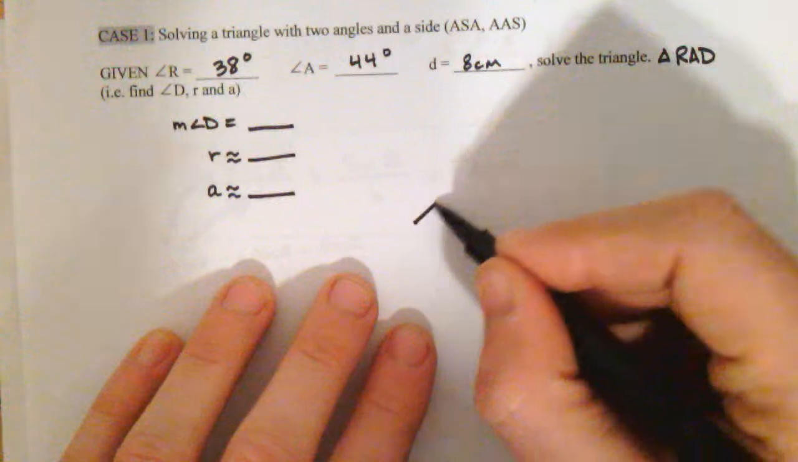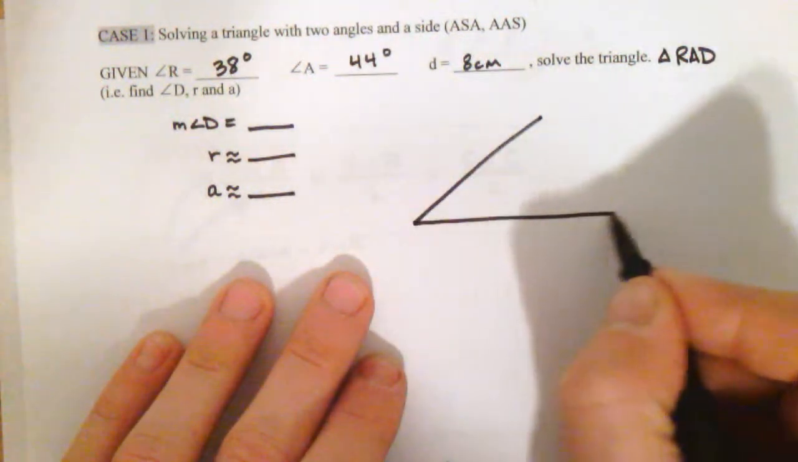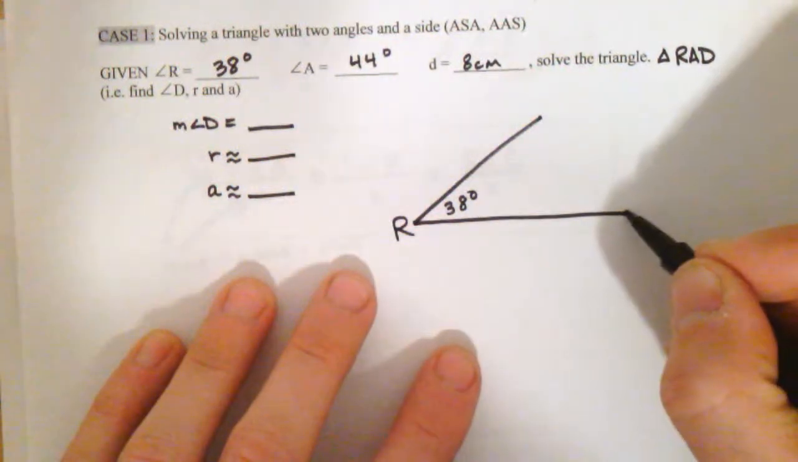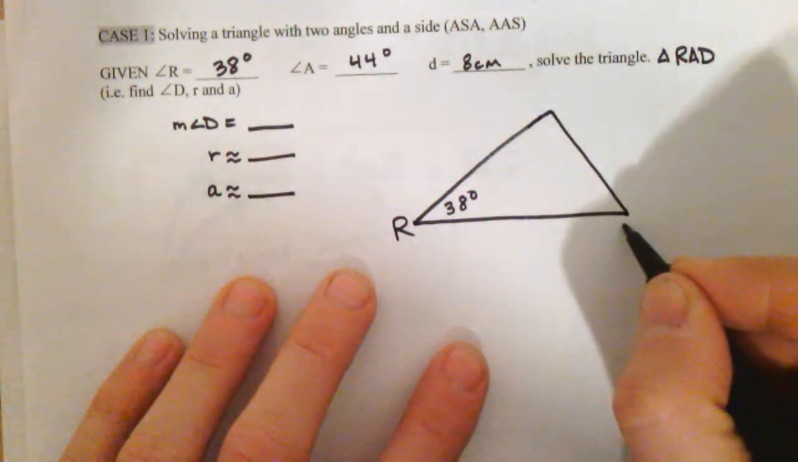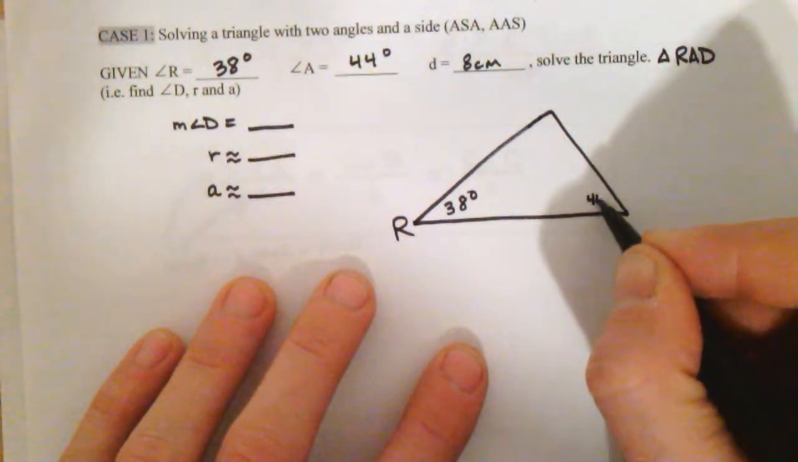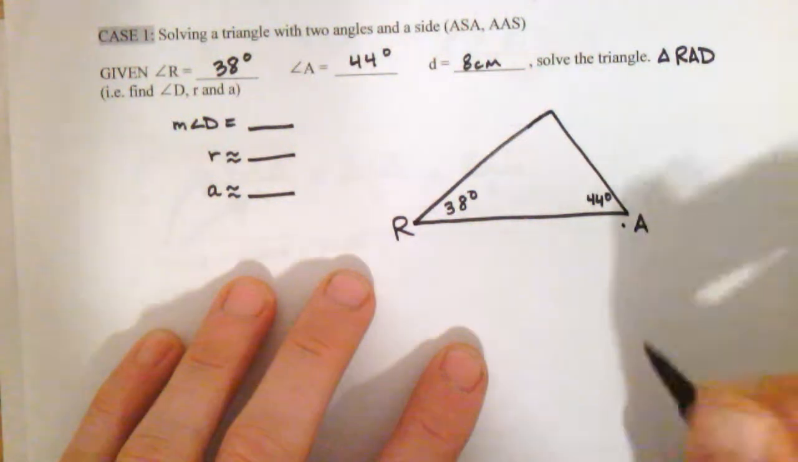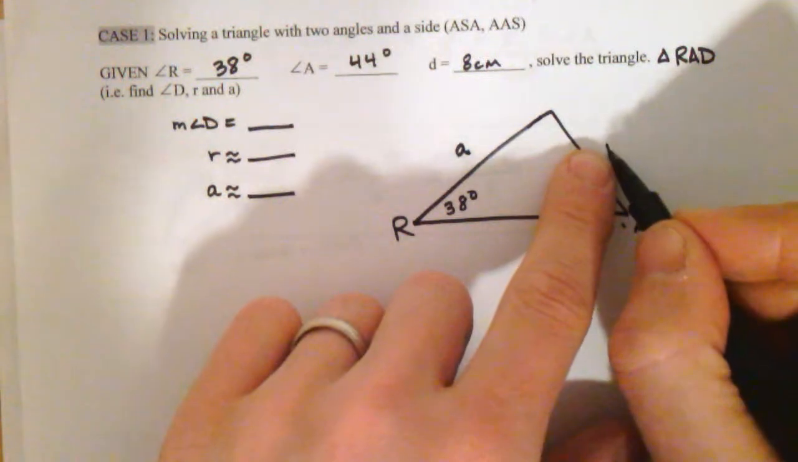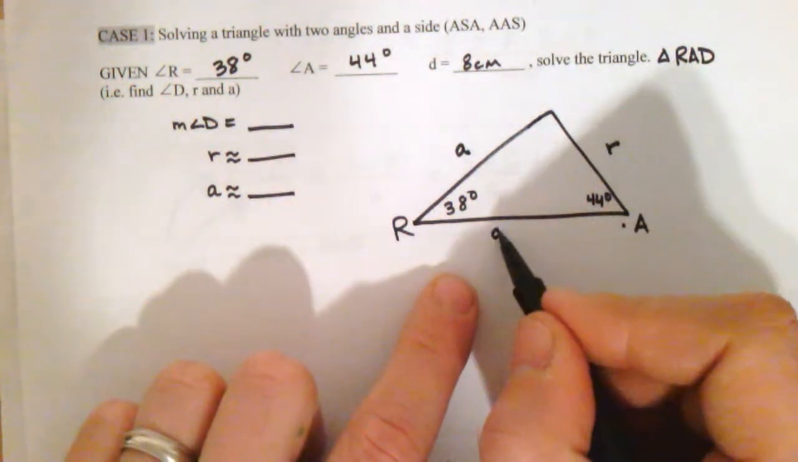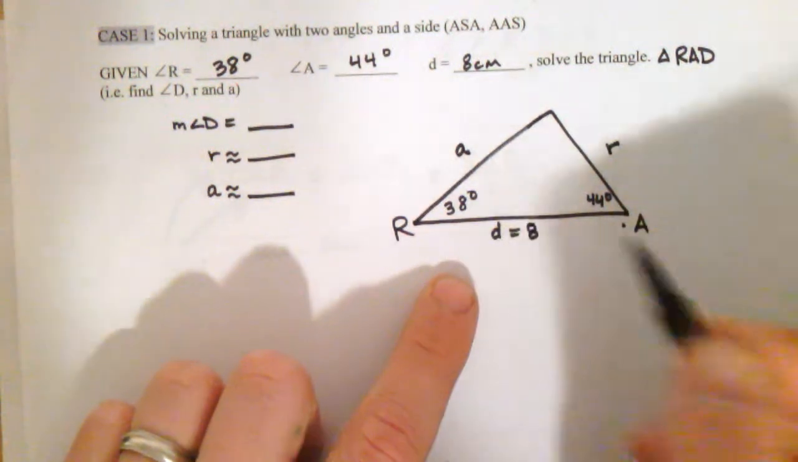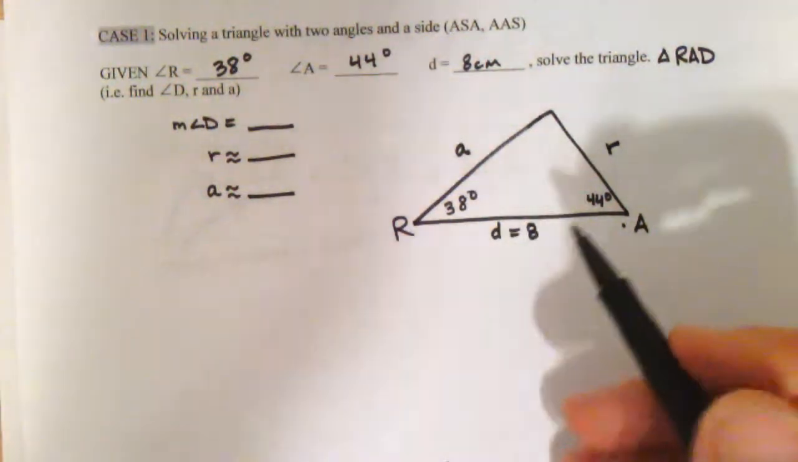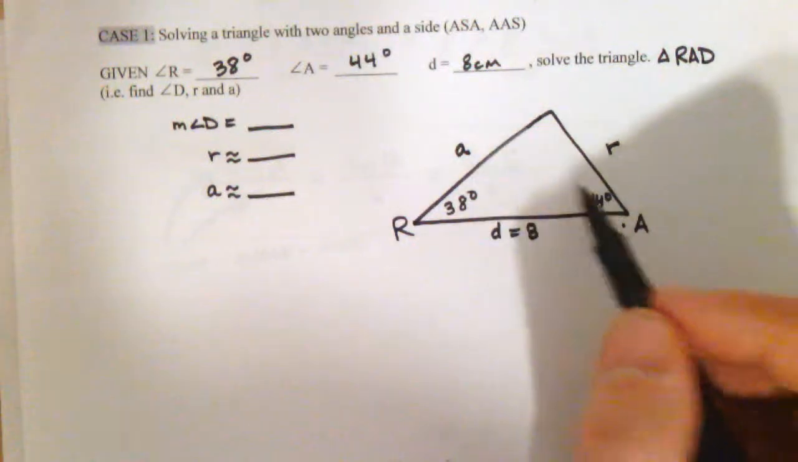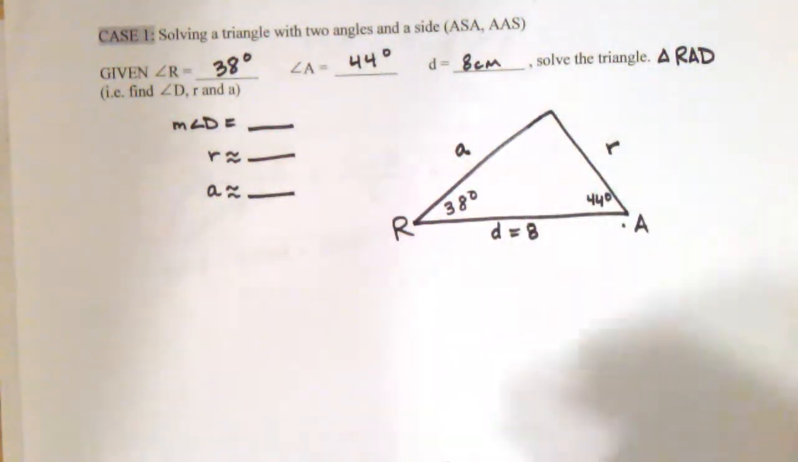So we draw a picture of the triangle. Let's say this is 38 degrees. This is R. And that this is 44 degrees. So this is A. That would make this side A, and this would make this side R. And therefore, this is side D, which is going to be 8. Now notice that at the moment we do not have a side angle pair, because we have two angles and we don't know the side that's across from either of them.